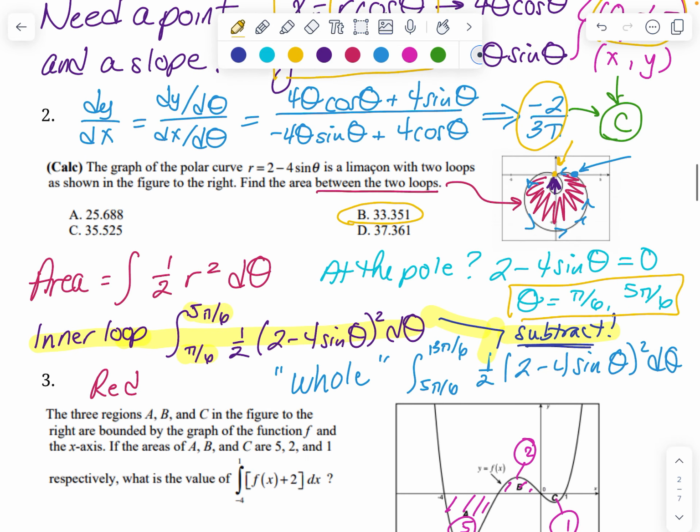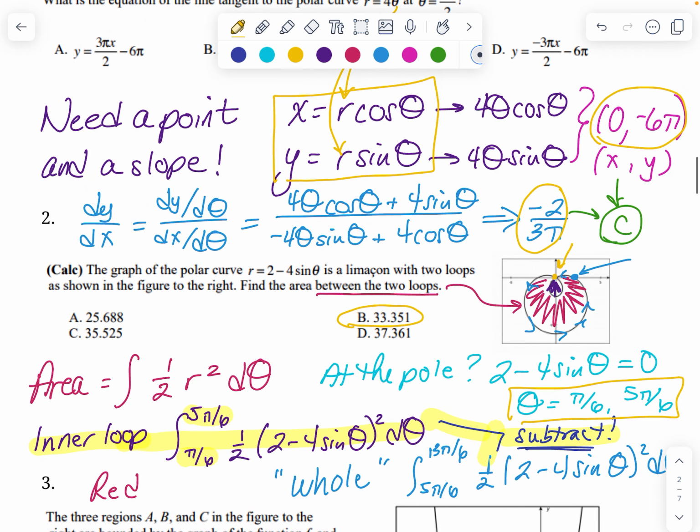So I would like to do that whole part, so coming out of the inner loop, like right through here, okay? That's going to be starting from 5 pi over 6 and going all the way back around to here, okay? And that would be at 13 pi over 6. And then I'm going to find that area, and I'm going to subtract those two values.